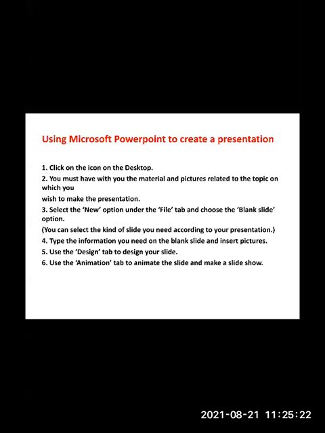Okay. So then the fourth step is what? Type the information you need on the blank slide and insert the pictures. Like in science, if you have the picture of a scientist and you want to write the information, you can insert that picture of the scientist and on the slide type the name of the scientist, what he invented, in which year he invented. Insert option is there. From that you can select whatever pictures you want and insert it.